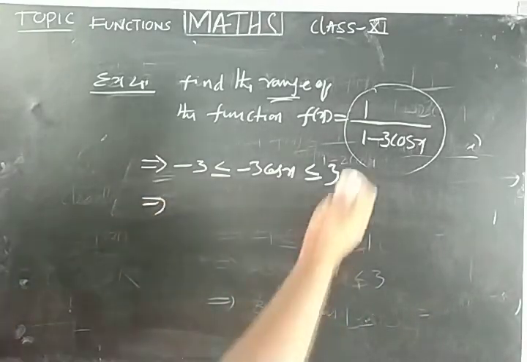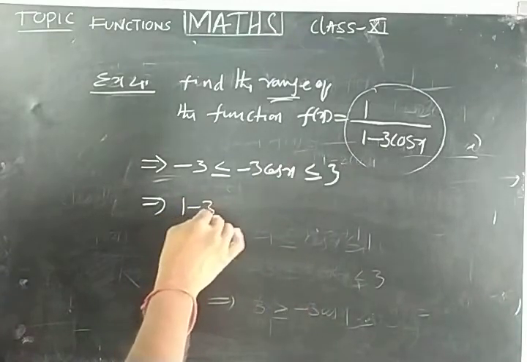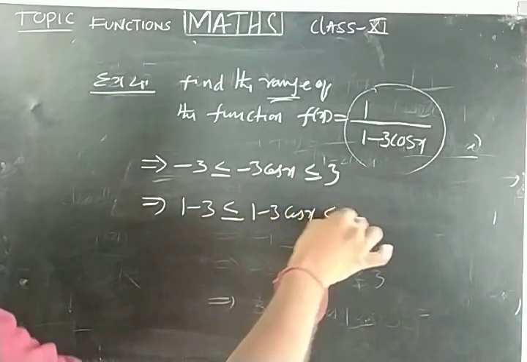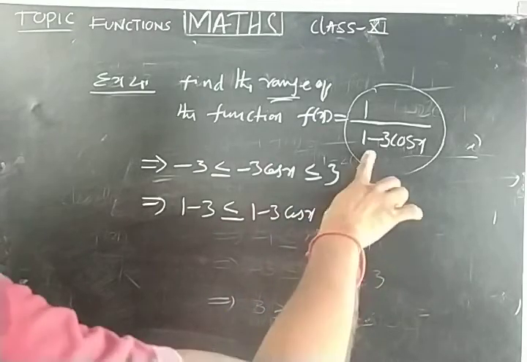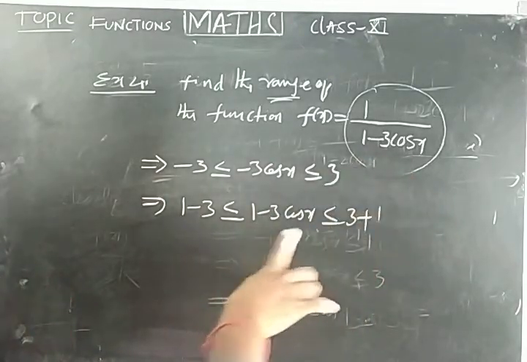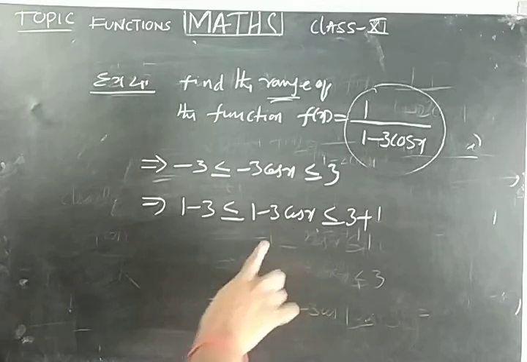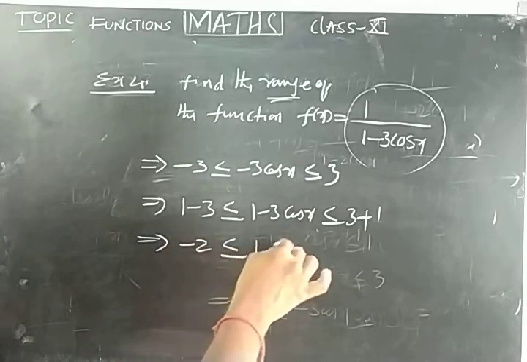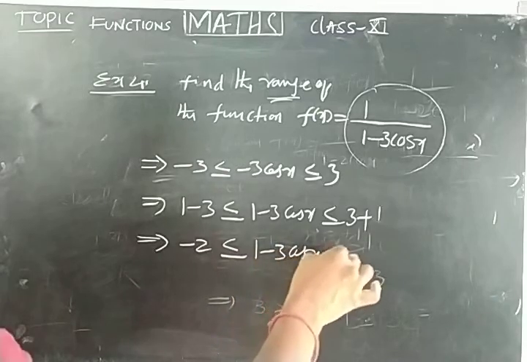Right. Now I need 1. I am adding 1 on both sides. Minus 3 plus 1, 1 minus 3 cos x, less than or equal to 3 plus 1, to get this expression in between these two inequalities. So I got 1 minus 3 cos x. Now by simplifying, minus 2 less than or equal to 1 minus 3 cos x less than or equal to 4.